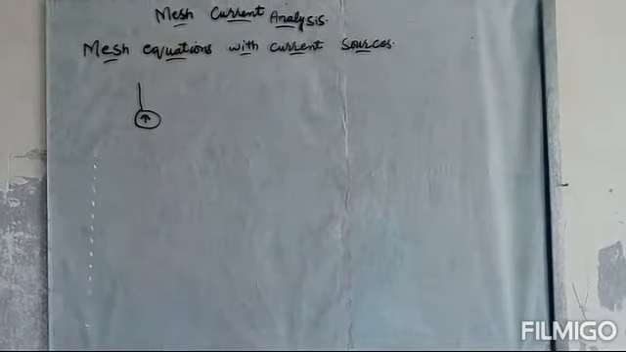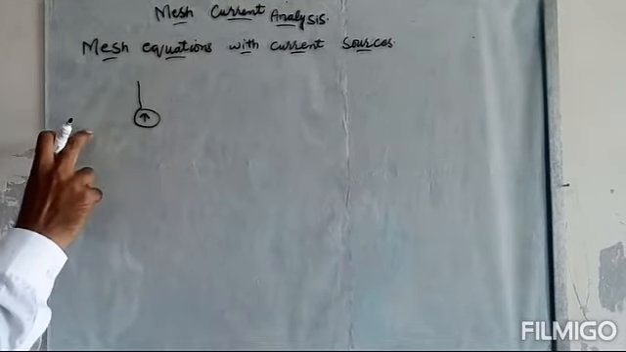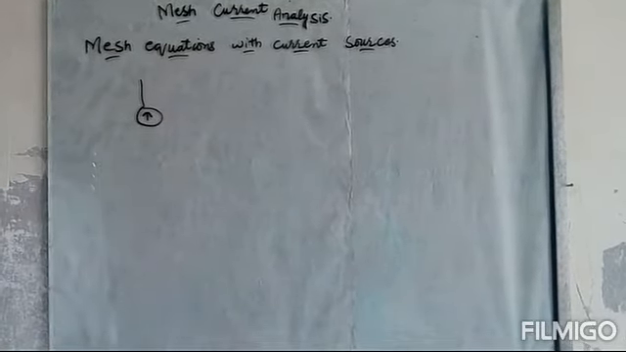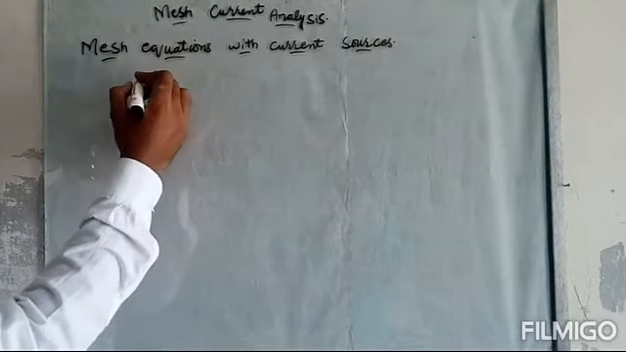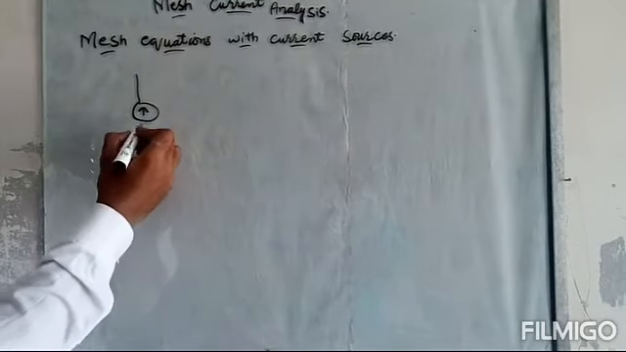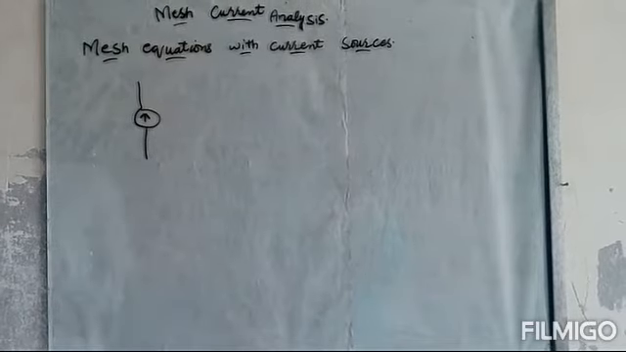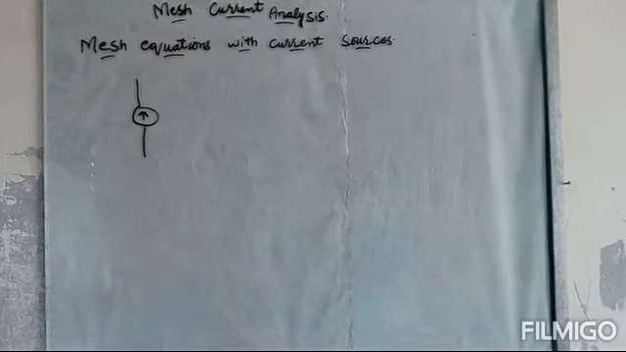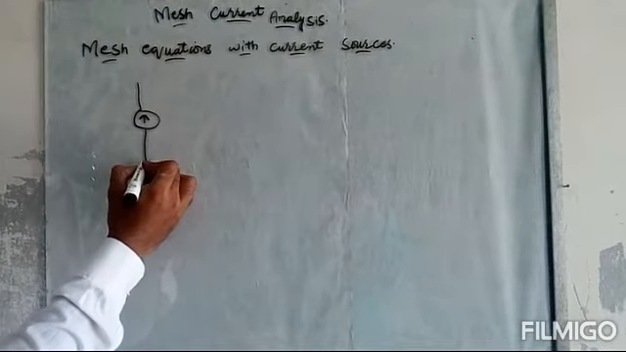Now we will see what will happen if there is a current source in our circuit. As we discussed earlier in node voltage analysis, if there is a voltage source in our circuit, it will simplify our node voltage analysis, because we will directly know the value of node voltage because of the voltage source. Similarly, if there is a current source in our circuit, it will simplify our circuit, and there can be three types of connections of the current source.